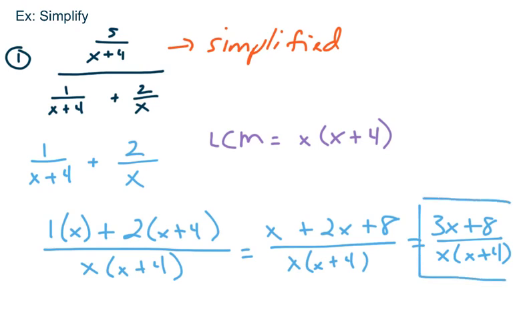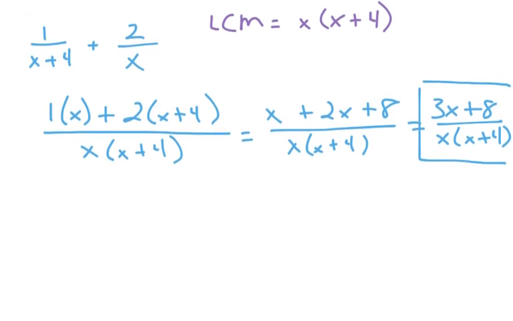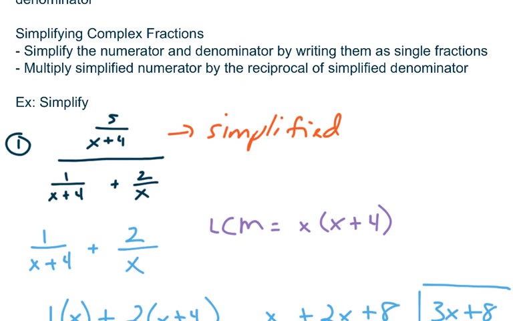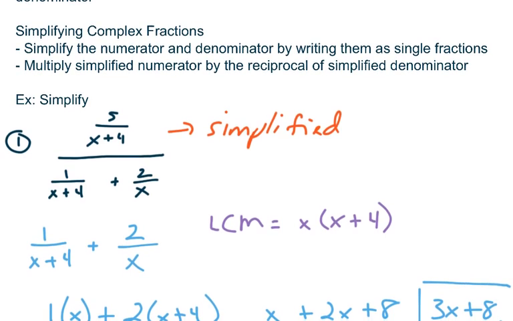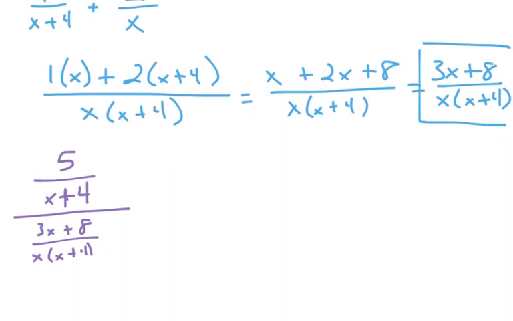This is not our answer though, because what we're really left with is, going back to purple here, the numerator did not change. It's still 5 over x plus 4, and all of that is going to be divided by our new denominator, 3x plus 8 over x times x plus 4. So remember, for step 1, we simplified the numerator and denominator by rewriting them as single fractions. We've done that. Now we need to multiply the simplified numerator by the reciprocal of the simplified denominator.